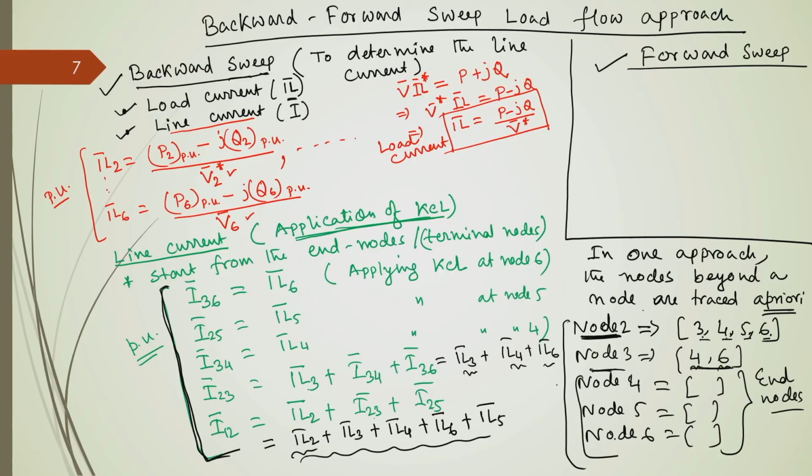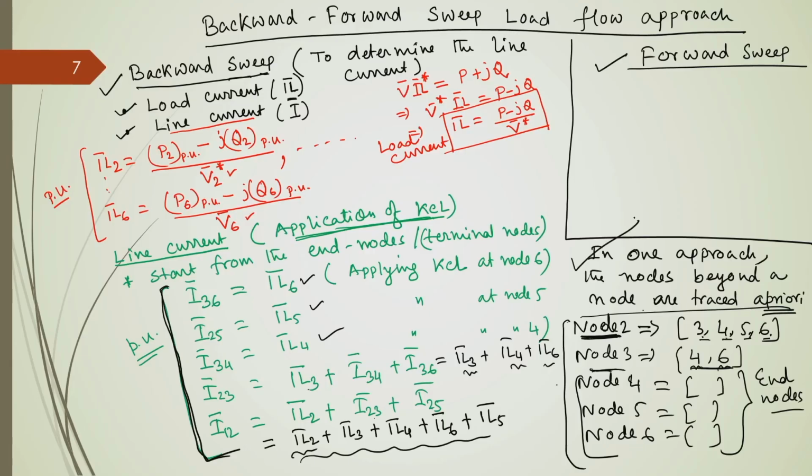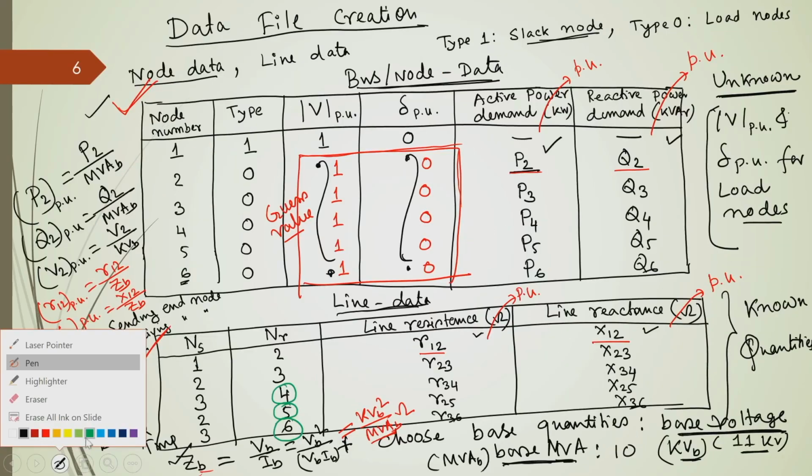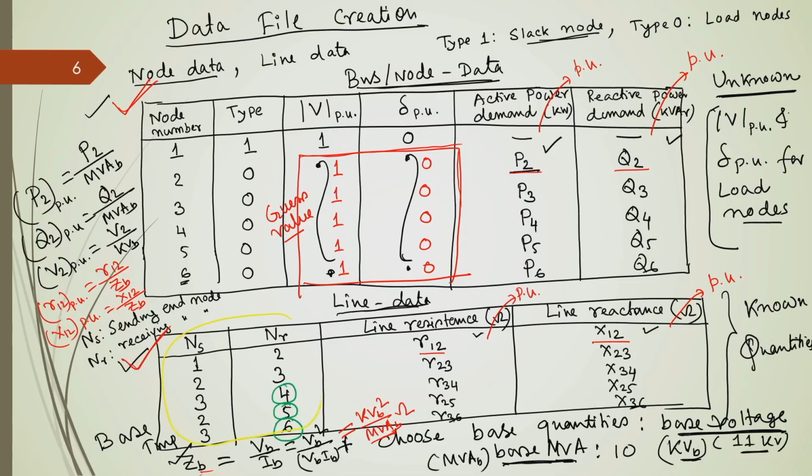Since these are terminal nodes, their line current is just their individual load currents. So, this is one approach by which one can trace the nodes beyond a particular node, and accordingly you need not have the information of network topology, and you can eventually find out the current flowing through that particular node. This is one approach. Another approach uses the NS and NR information to find the line current.